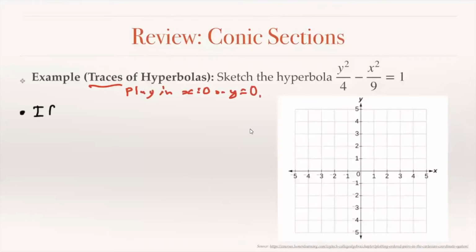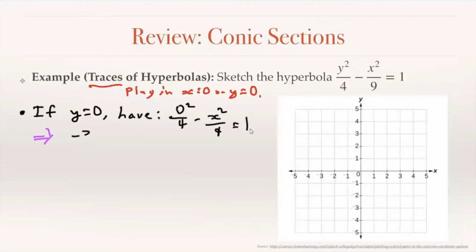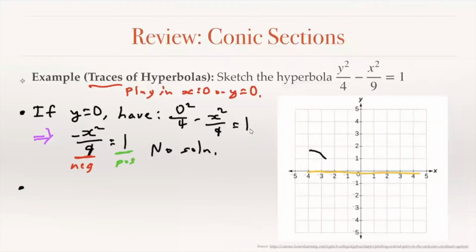So if y equals 0, then we have 0 squared over 4 minus x squared over 9 is 1, which implies negative x squared over 9 is 1. Okay, this guy is as before negative, or 0, while this guy is positive, and that means no solution. And y equals 0 corresponds to the x-axis. So the hyperbola can't possibly be facing this way, where there would be these two solutions.